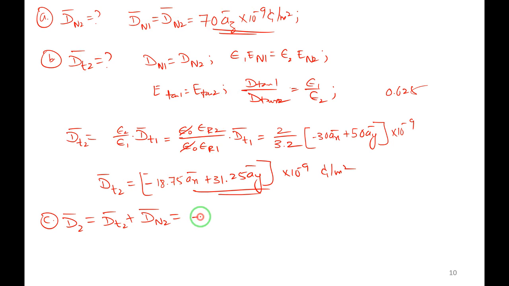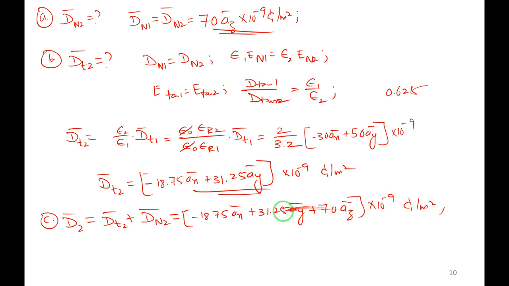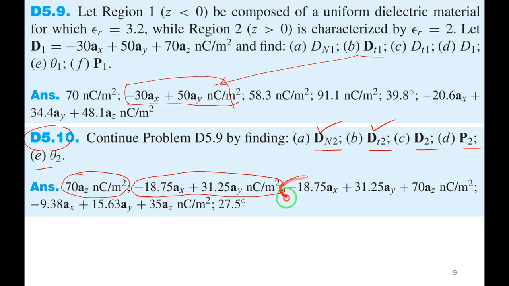So Dt2, I will write minus 18.75 ax plus 31.25 ay, 10 power minus 9, I will take it later. Dn2 is 70 az, into 10 power minus 9 coulomb per meter square, right? So this is over. Yes, this is over.